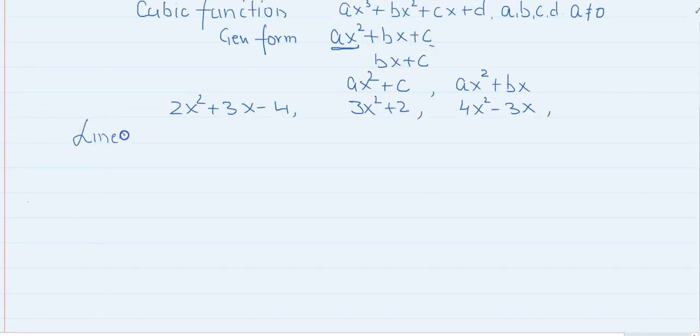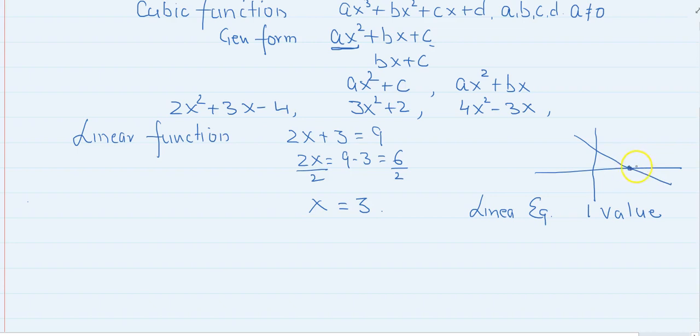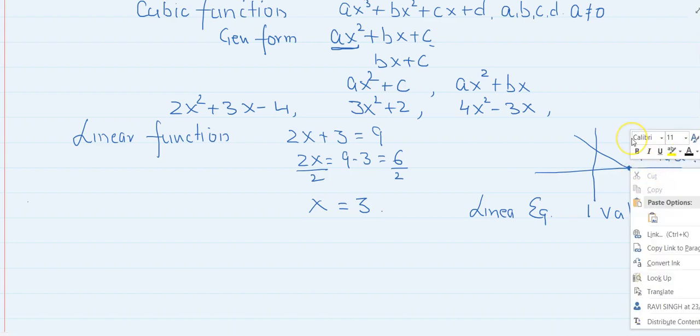Let's talk about the linear function with an example. Let's have 2x plus 3 is equal to 9. So if we solve it, 2x will be 9 minus 3 is equal to 6, and x will be 3. So linear equation is having just one value, because the linear equation is just a line and it intersects x-axis at one place. So all the linear equations have one value.